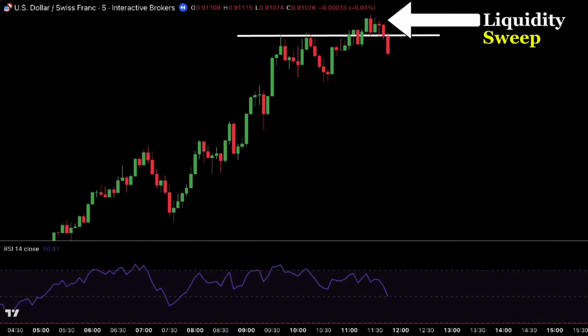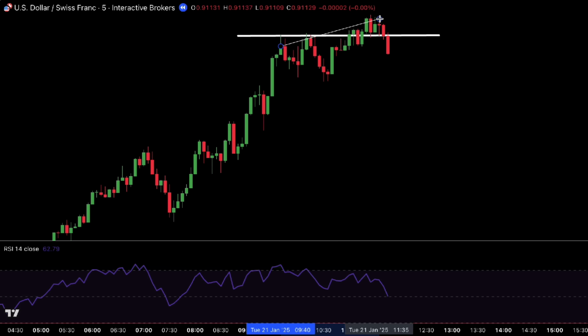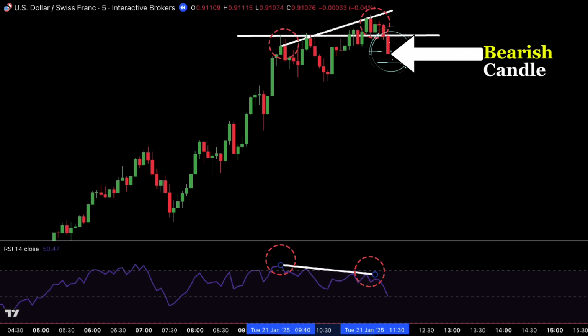Now look at the RSI panel below the chart. As price made that higher high, the RSI made a lower high. This is a bearish regular divergence. Price is still climbing, but momentum is fading. Buyers are running out of strength. Immediately after the sweep, a bearish candle forms, showing strong rejection. This candle confirms that the liquidity grab is complete, and sellers are taking control.